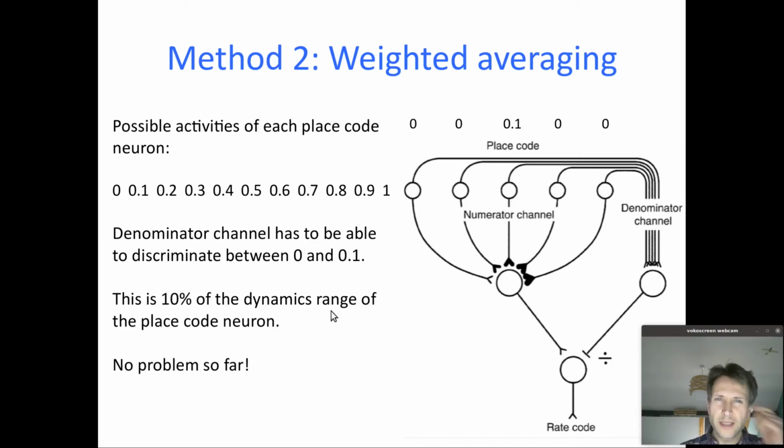And that means that if you suppose that place code neuron had a certain amount of noise on it, maybe it would fluctuate by a few percent, 5% or something, then the idea is that fluctuation wouldn't be picked up by the denominator channel.